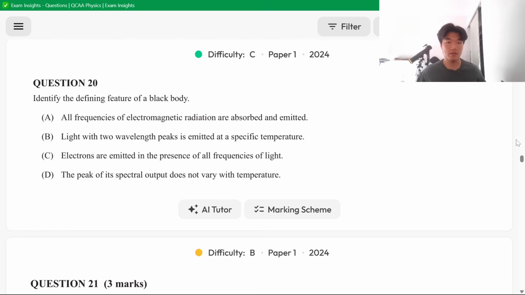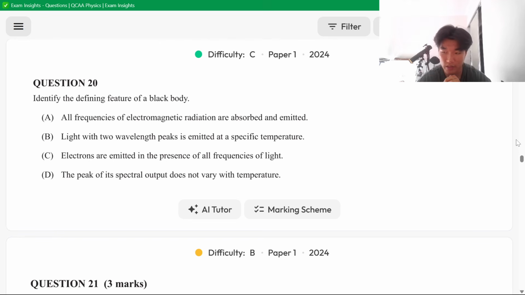Identify the defining feature of a black body. Okay. All frequencies of electromagnetic radiation are absorbed or emitted. Yeah, that is actually the characteristic. So according to quantum theory, that does occur. So it's probably A. Light with 2 wavelength peaks is emitted at a specific temperature.